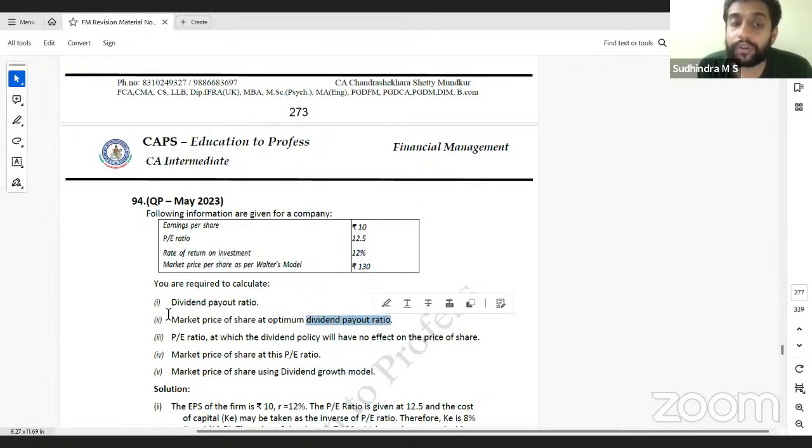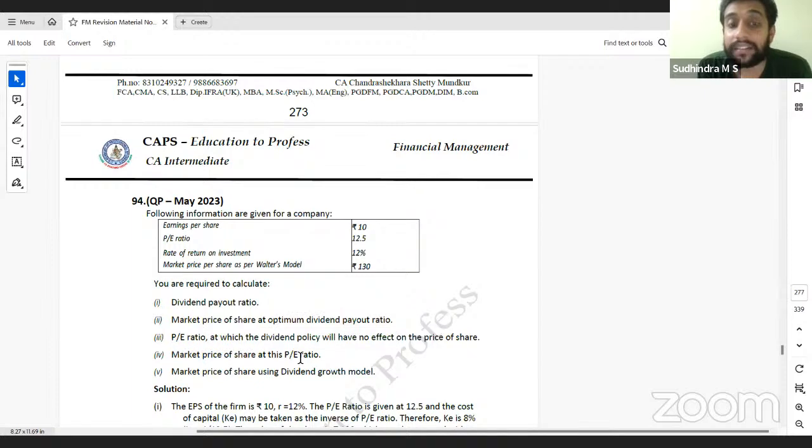So at 0, what would be the market price? We have to calculate the PE ratio at which dividend policy will have no effect on the market price. That means R is equal to KE. Sorry, R is 12%, right? 12% is R. So at KE 12%, what would be the PE ratio? 1 divided by 12 would be the PE ratio, correct?